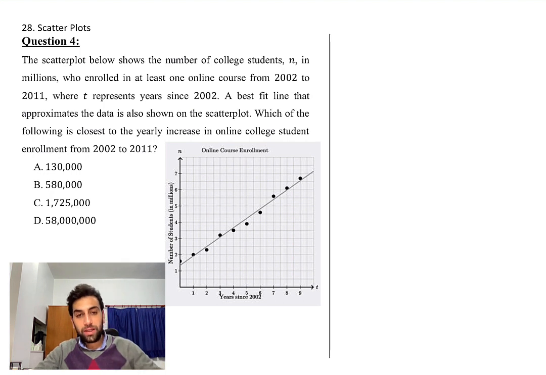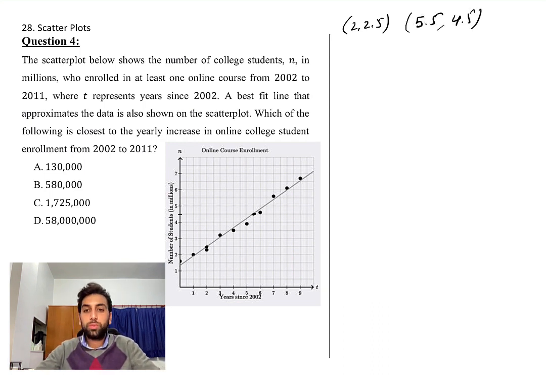Now, looking at the scatter plot and the best fit, we could take 2 points. For example, let's take this point, which is at x equals 2, y equals 2.5. Let's take another point which is at 5.5, for example, here, and y equals 4.5. Those 2 points are on our best fit line.